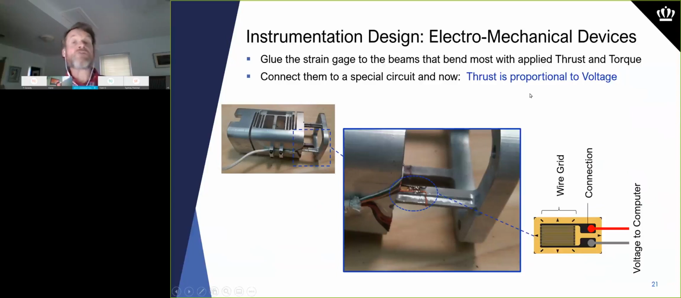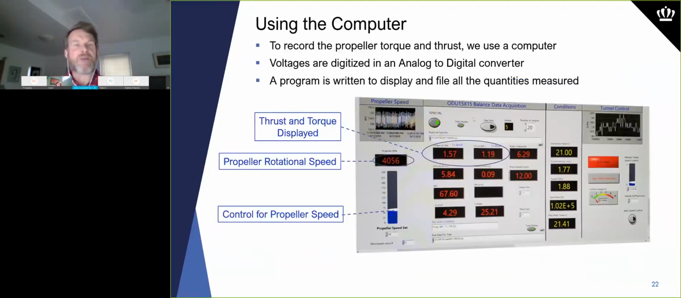So now what we have is an instrument that when we apply a thrust to it by way of the propeller, we can actually measure a voltage. Okay, you say, great, we have a voltage. It still doesn't really tell us anything. And you'd be right, because now we have to go to the computer. So the computer is going to allow us to digitize this voltage, right? And then we're going to write a program, another part of our mechatronics understanding, right? The programming aspect and the understanding of computers. We'll program the computer then to display and file all these quantities that we measure in the wind tunnel.